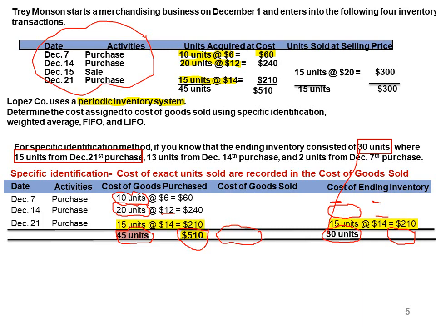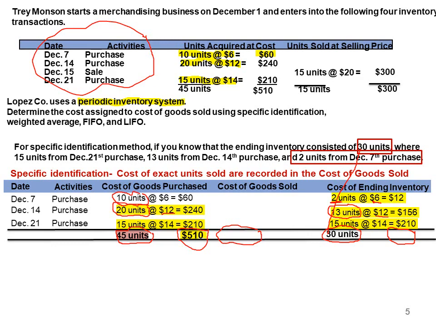So it will start with the December 7 purchase. Now, under December 7 purchase, it's given units acquired. Units acquired here means that these are the units purchased. They are purchased at $6, and the company purchased 10 units. So we multiply 10 times $6, we will get 60. So we're going to place this here: 10 units times $6 equals 60.